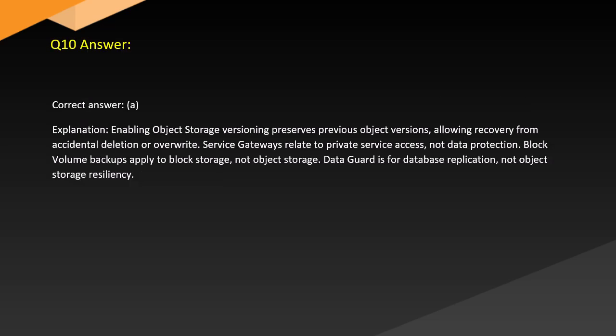Answer. Correct answer: A. Explanation. Enabling object storage versioning preserves previous object versions, allowing recovery from accidental deletion or overwrite. Service gateways relate to private service access, not data protection. Block volume backups apply to block storage, not object storage. Data Guard is for database replication, not object storage resiliency.